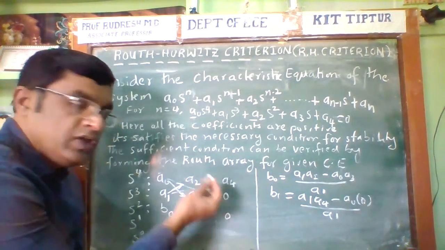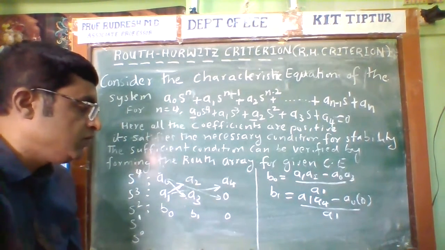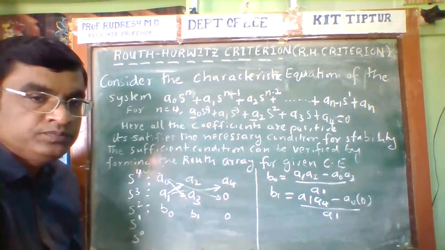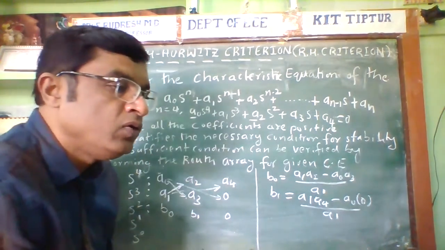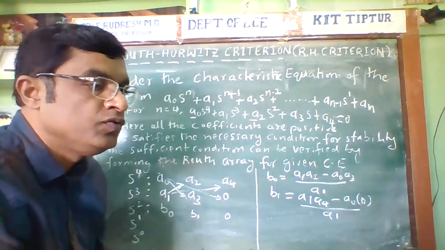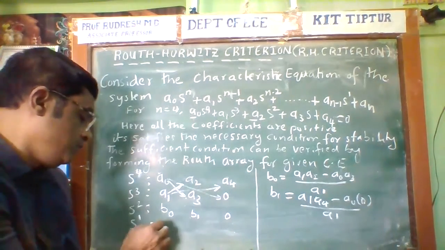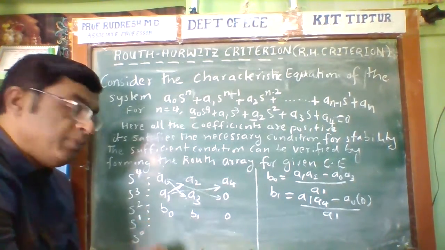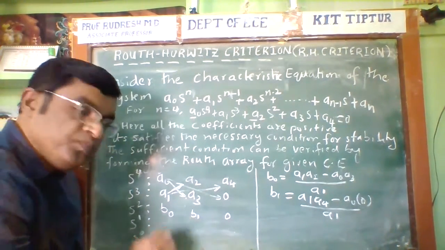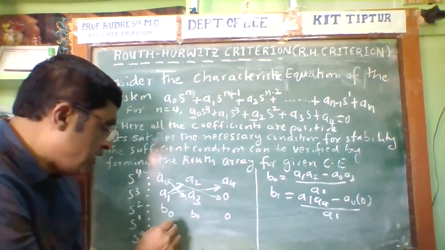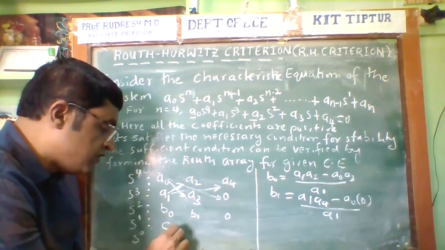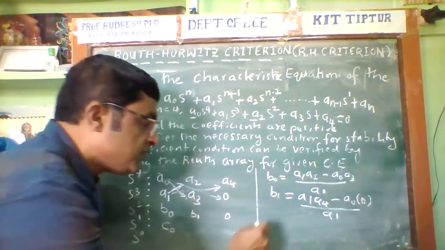Now the next element is 0, because there is no element of a1 into a4 minus a2 into 0. Similarly, I want to find out the elements of the s power 1 row. Therefore, the element of the c row is called c0. Now, what is the value of c0?